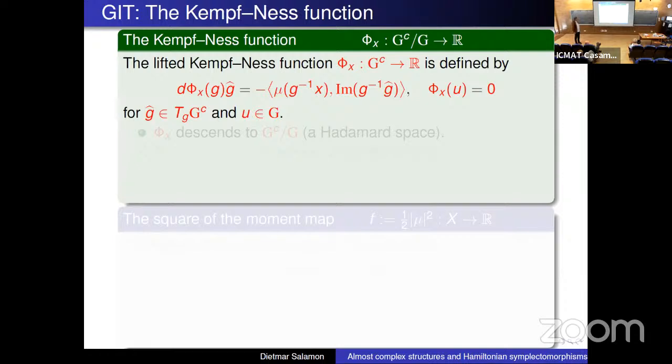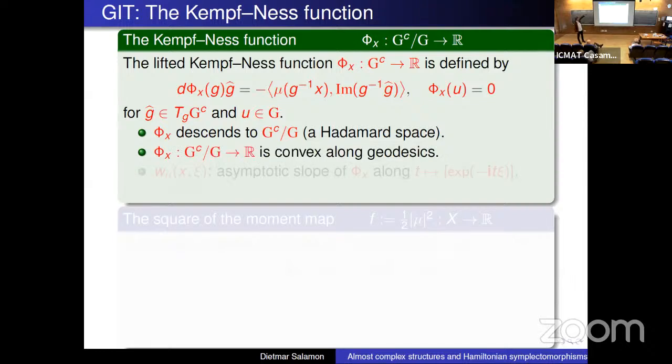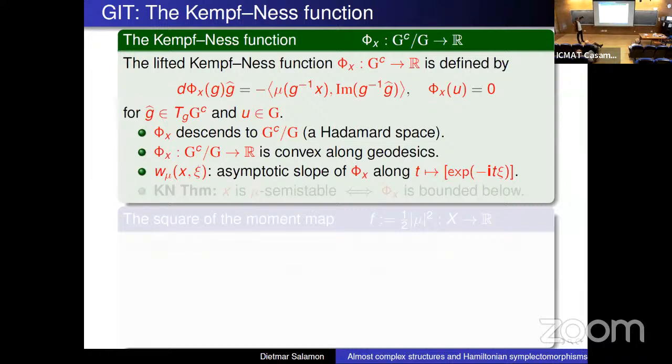So one can show that for each given point x in our Kähler manifold, the right-hand side of this equation defines a one form on GC, and this one form is closed, and furthermore, the way it is defined, we can integrate it over GC mod G, and then get a well-defined function. And this GC mod G is a Hadamard space. It is connected, simply connected, with non-positive sectional curvature, and this functional phi x is convex along geodesics. So one can use these convex functions on Hadamard spaces to prove these basic statements like the moment weight inequality, and to characterize stability.